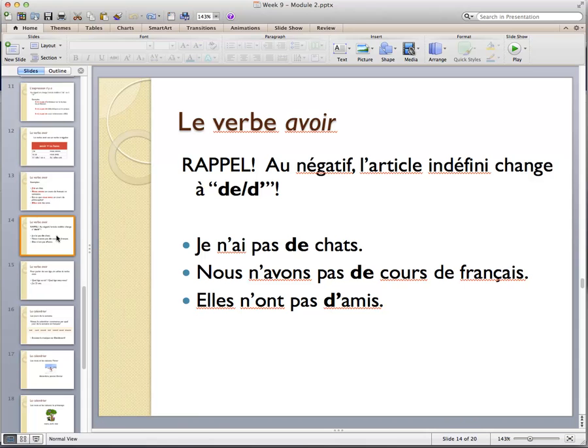It's important to remember again that with the article, because we're using an indefinite article, when you make the sentence negative, you change the article to de, or if the word following the article starts with a vowel or an H, to a d apostrophe. Par exemple, je n'ai pas de chat. I don't have any cats. Nous n'avons pas de cours de français. We don't have a French class. Elles n'ont pas d'amis. They don't have any friends. That's sad.